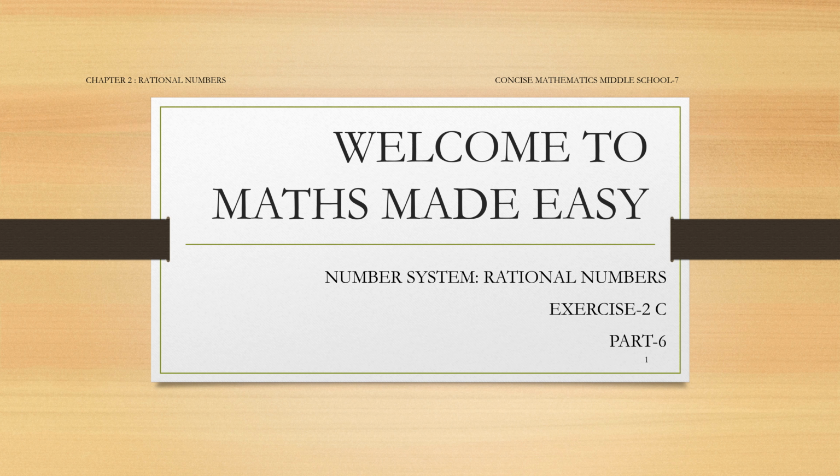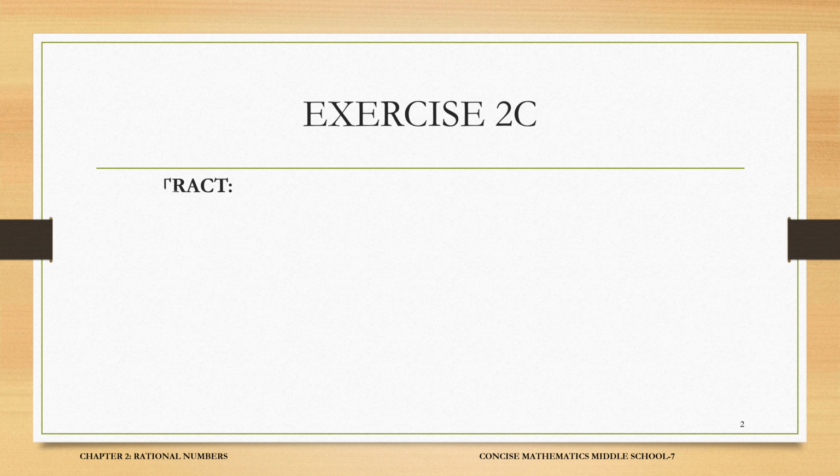Exercise 2C Part 6. Here we are going to subtract the rational numbers, right? So here they have given two rational numbers and we are going to subtract one rational number from another rational number. So here subtract minus 3 by 10 from 1 by 5.